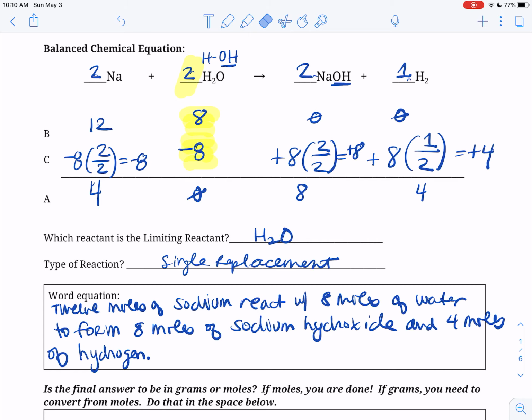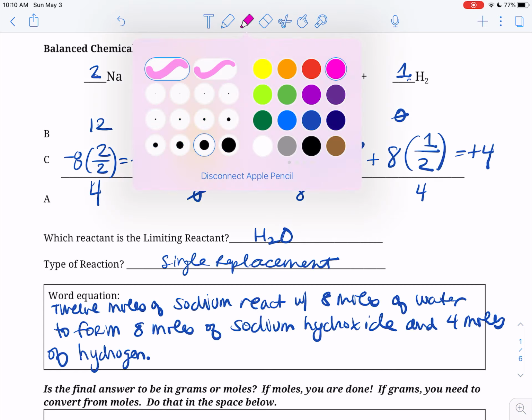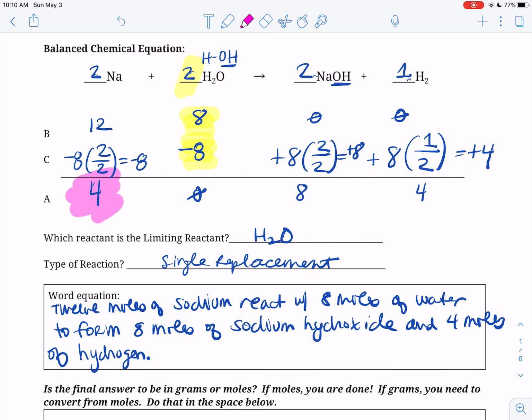Now, what I want to say is this. Okay, that's the other new piece to this. Then I'll say 4 moles of sodium remain. Or there are 4 moles of sodium left over, something like that. Okay, so I want to hit all those numbers.